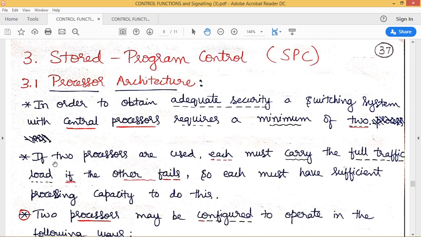If two processors are used, each must carry the full traffic load. That means each processor must be able to carry the full traffic load offered to an exchange. If any one of these processors fails, the other processor must be able to handle the traffic, so each must have sufficient processing capacity to do this. That means if one processor fails, the other must be able to handle the entire traffic applied to the SPC exchange.